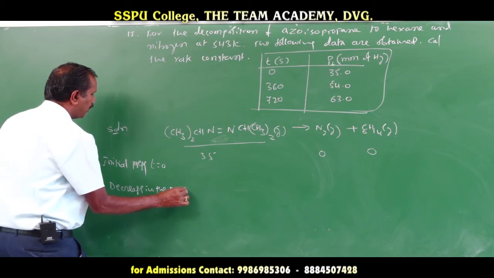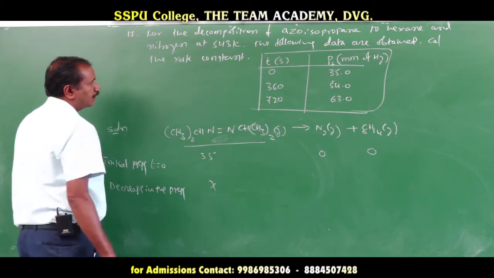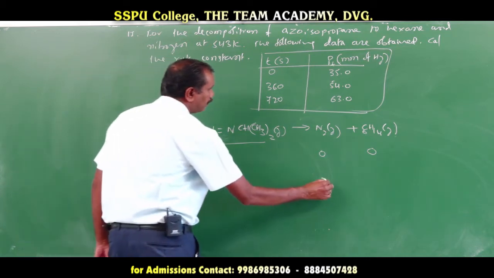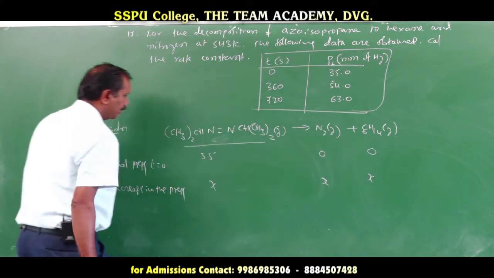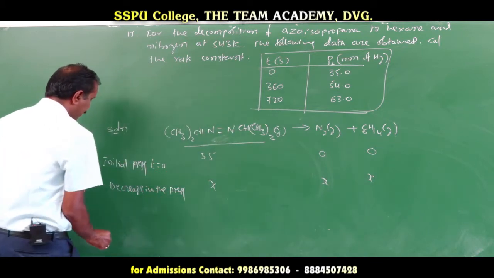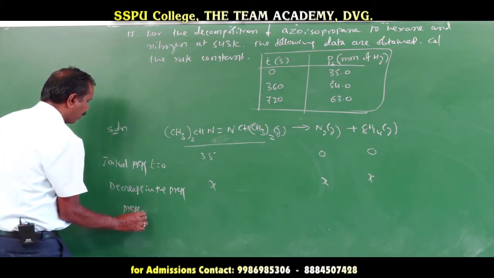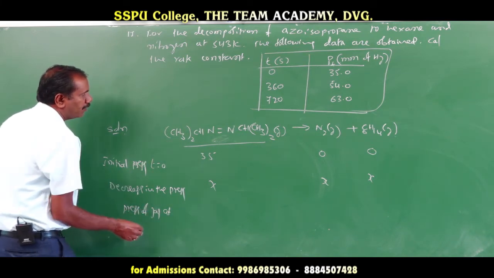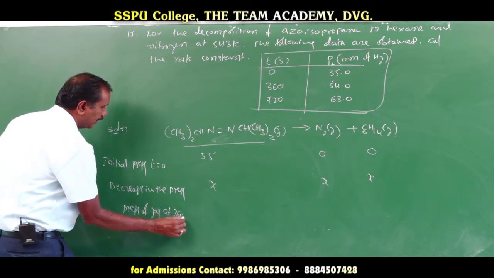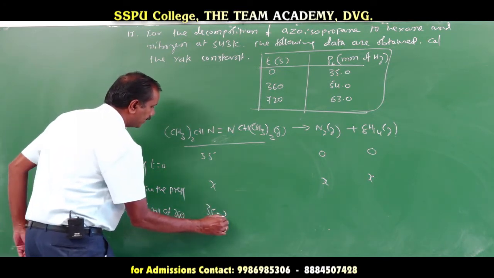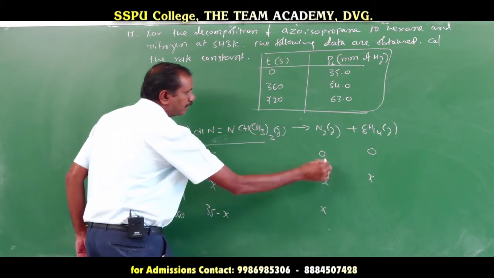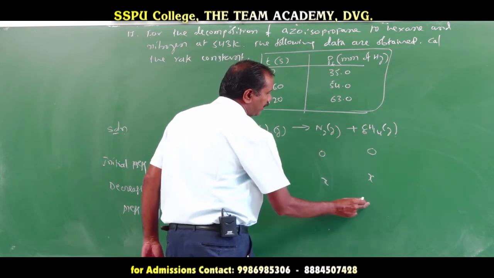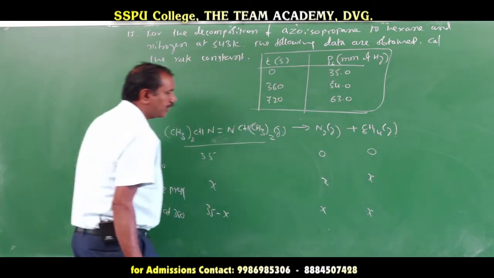The decrease in the pressure, that is X. So if X pressure can react, then this becomes X. Then the pressure of gas left behind at 360 seconds becomes 35 minus X. This is X only. So X pressure of N2 can form, nothing but X can be left behind. X pressure of the other product can be formed, then it becomes X.